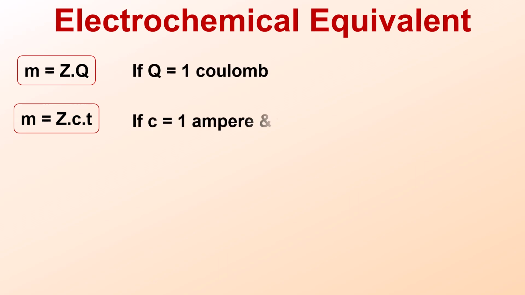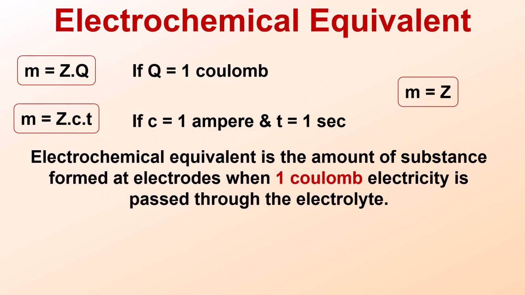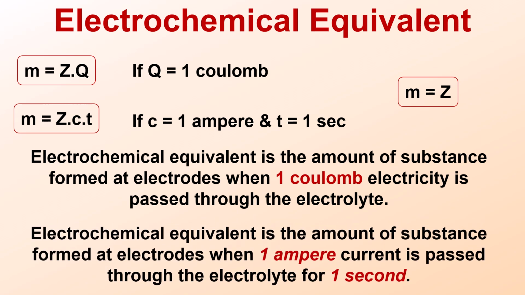If Q is equal to 1 coulomb, or equivalently C is equal to 1 ampere and T is equal to 1 second, then the mass M becomes equal to Z. Therefore, the electrochemical equivalent can be defined as the amount of substance formed at electrodes when 1 coulomb of electricity is passed through the electrolyte, or it can also be defined as the amount of substance formed at electrodes when 1 ampere current is passed through the electrolyte for 1 second.